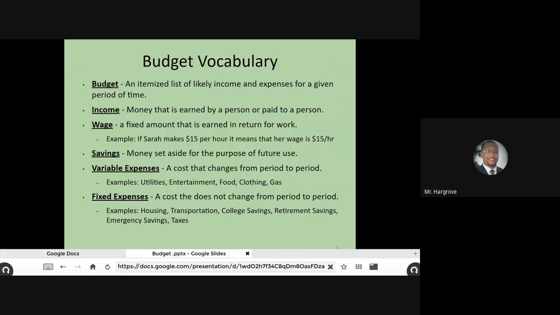Fixed expenses are those that don't change. You know, the amount that you pay for your house from month to month, that stays the same typically. Same thing with your car note, that stays the same. The money that you decide to save for college, retirement, emergency savings, those amounts stay the same. So if it's an expense that stays the same, then it's a fixed expense.